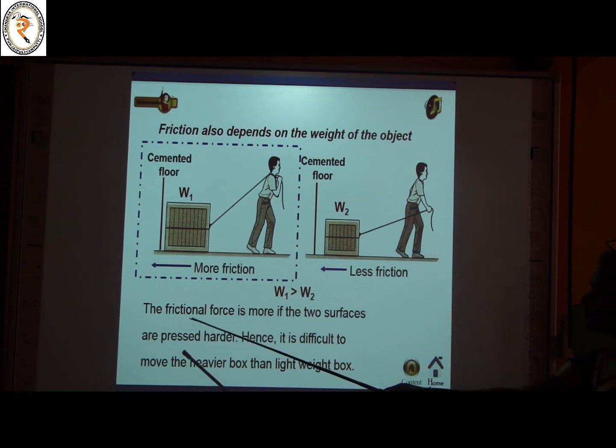Here the frictional force is more if the two surfaces are pressed harder. Hence it is difficult to move the heavier box than the lighter box. Which one is easy to pull or push, the heavier box or the lighter box? Only a lighter box can we push easily. So the frictional force is more if the two surfaces are pressed harder. Hence it is difficult to move the heavier box than the lightweight box.